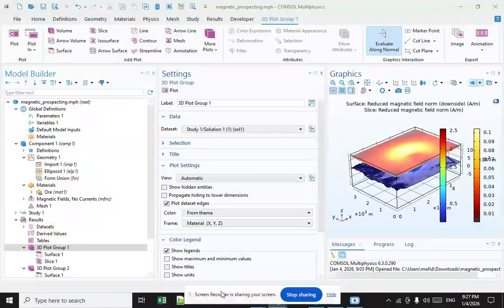And what are the applications? The first application is mineral exploration, used to locate iron ore, massive sulfide deposits, and other magnetic mineral resources. The next application is archaeology. Detects buried structures such as walls, ditches, and furnaces, which create magnetic disturbances. The next application is geological mapping, which maps subsurface structures, lithology, and faults.